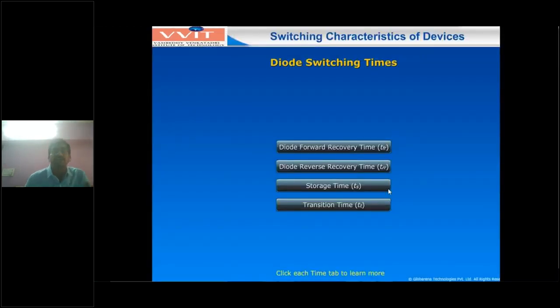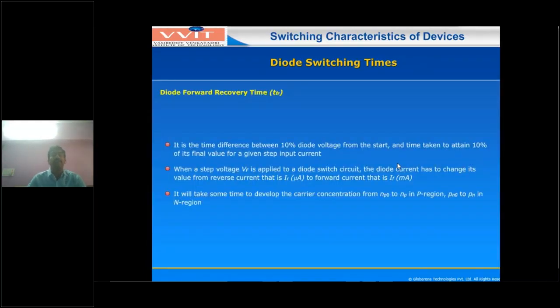An important topic: diode switching times and transistor switching times. So what is the diode forward recovery time? The diode forward recovery time is the time difference between 10% of the diode voltage from the starting position and the time taken to attain 10% of the final value for the given step input. So starting from 10% of the voltage at the starting point, until reaching the maximum and going down to 10% of the final value, this time difference is called the diode forward recovery time.